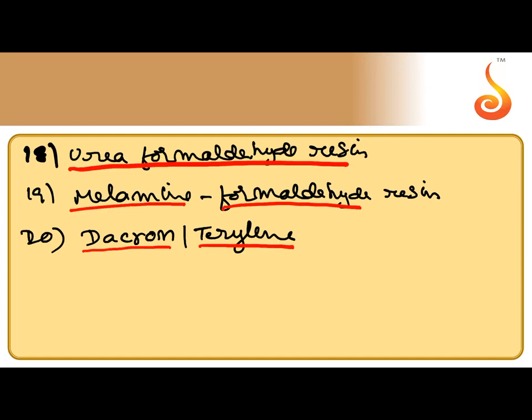Dacron or terylene. This is a copolymer, condensation polymer, polyester. Dacron is formed by two monomers. Terephthalic acid, benzene 1,4-dicarboxylic acid, and n number of ethylene glycol, CH2OH, CH2OH. These two undergo esterification.